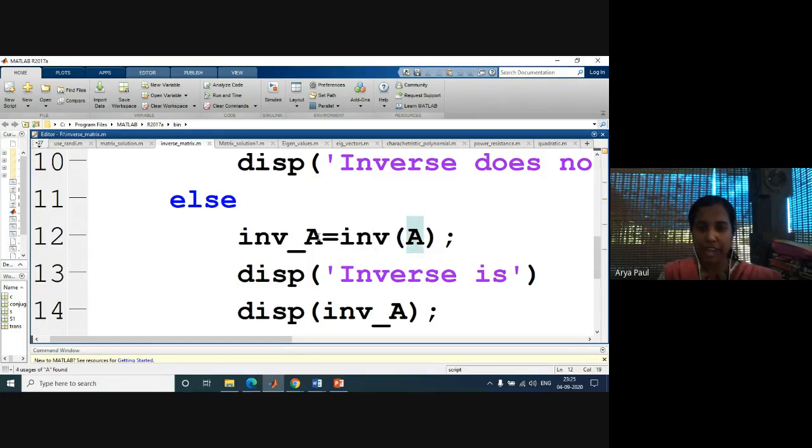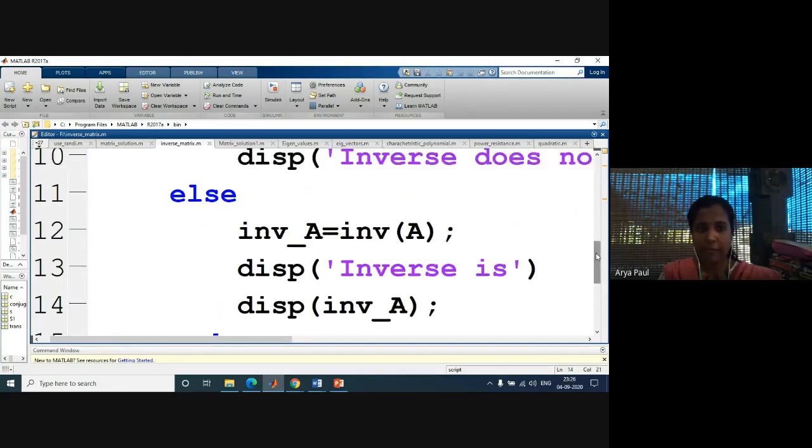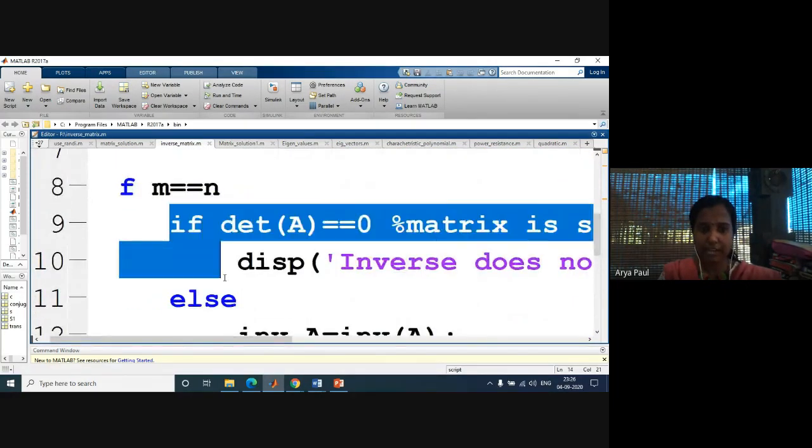And I am assigning it to a variable INV underscore A. You can assign your own variable. INV is an inbuilt function. INV of A will find the inverse of matrix A and you are assigning it to the variable INV_A. Okay. Now you display the inverse is, disp INV_A. Okay, so you will get the answer as INV_A, that is the inverse of matrix A. Okay, now end. This if else statement you have ended it.